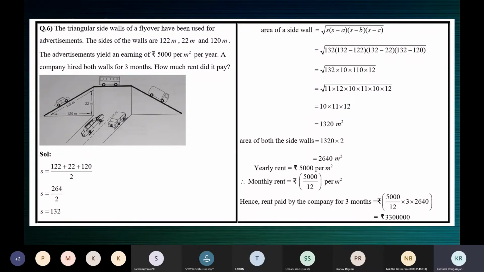So which is the hypotenuse? What's the length of the hypotenuse? 122 meters. So when we use the formula half base into height, what's the length of the base and what's the length of the height? 120 as the base, 22 as the height. Which number will not be used when we use this formula, half base into height?